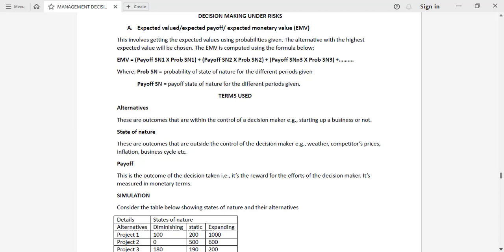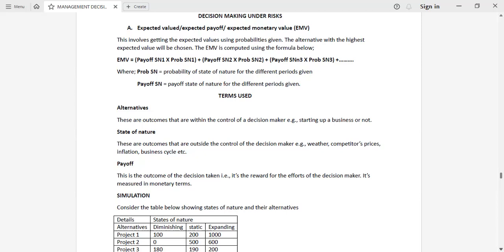What are these alternatives? The alternatives are the outcomes that are within the control of the decision maker. In other words, these are outcomes that are within the control of, let's say, the organization. If you are going to start a business, either you start up a business or you are not. In other words, starting up a business can be controlled, it is within the control of the decision maker. You can either start a business or you decide not to start a business.